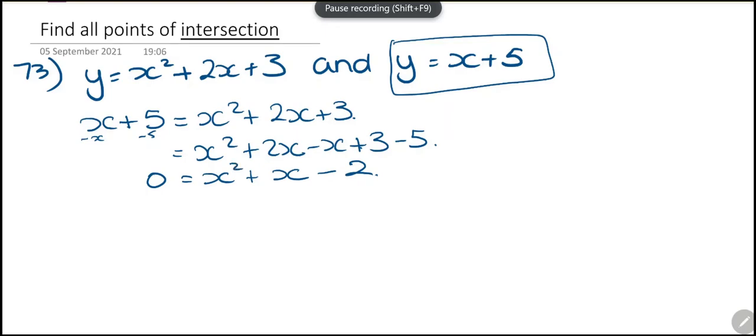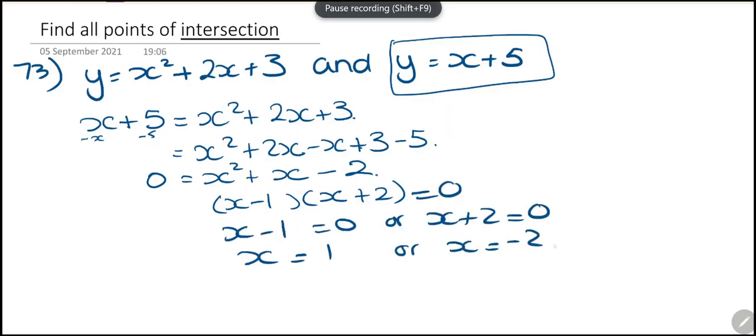So now we can factor. So this is going to be x minus 1 and x plus 2. I'm going to make it equal to 0. So x minus 1 is 0, or x plus 2 is 0. So x is 1, or x is minus 2.